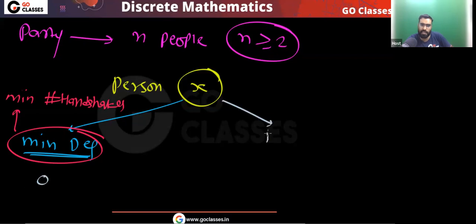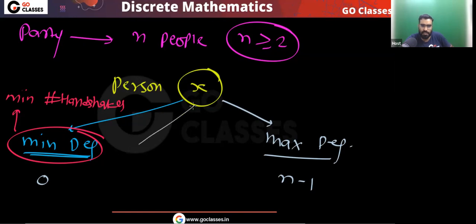And what is the maximum degree? The maximum degree can be n-1. Agree with me? In this range, X can have 1, this can have 2, and so on. These are the possible numbers of handshakes. So far, is it clear that if you take any particular person X, then the minimum number of handshakes is 0, and the maximum number of handshakes is n-1? Very simple.